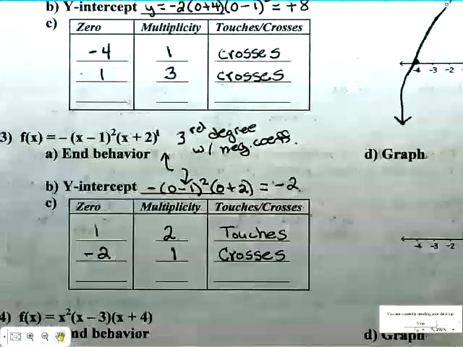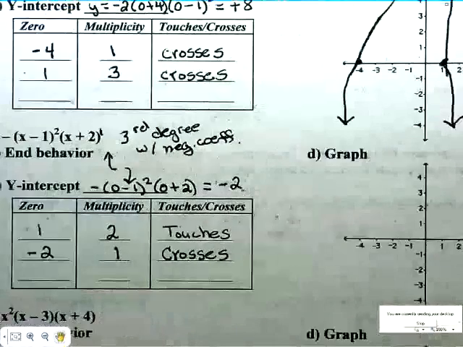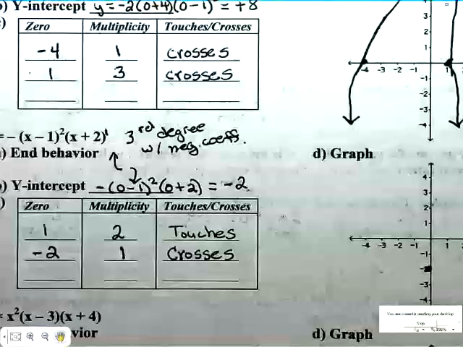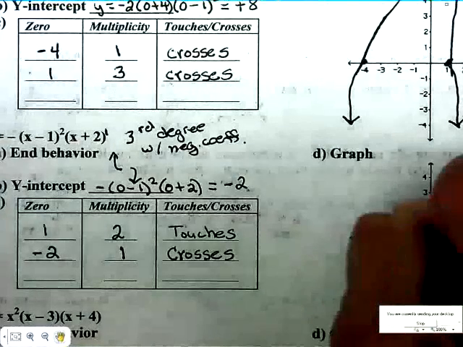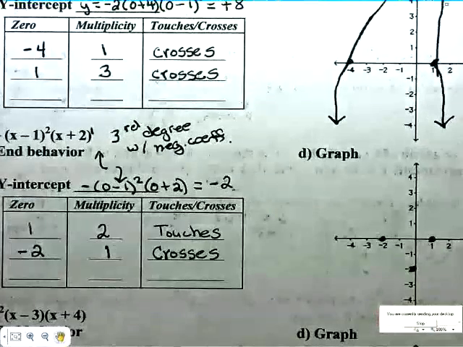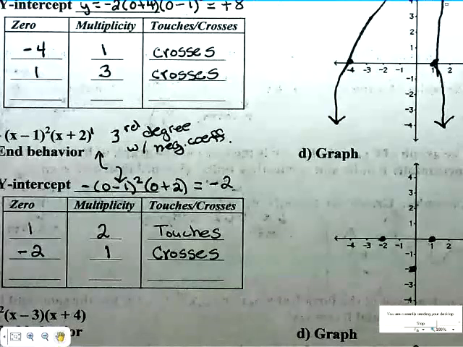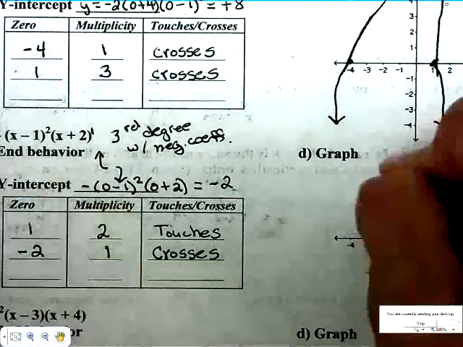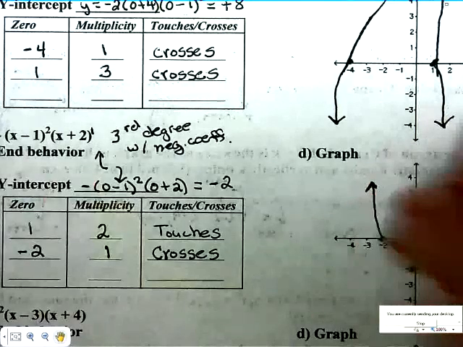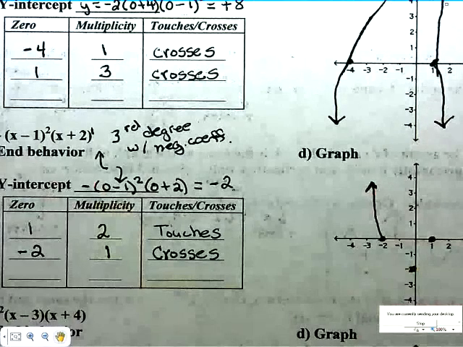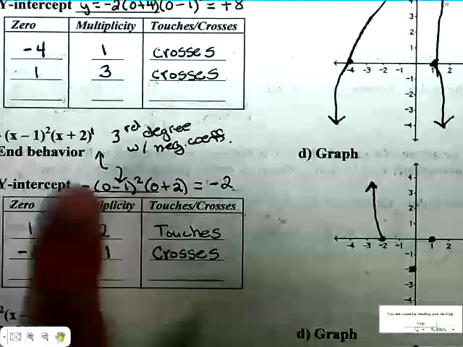So here's what I know. I know the y-intercept is -2, and the x-intercepts are +1 and -2. What does this graph do to the left of the leftmost intercept? The left end goes up. What does the graph do to the right of the rightmost intercept? The right end goes down.